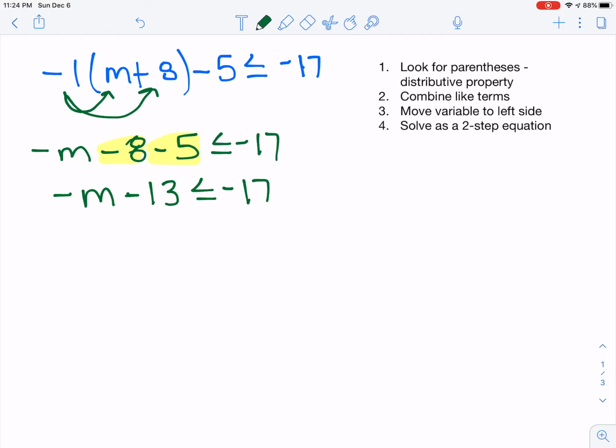Then it says to move the variable to the left side of the equation. Our variable is already on the left, so we don't need to move it. We only have that one m. We don't have any m's on the right, so we can move on to the last step, which says solve as a 2-step equation.